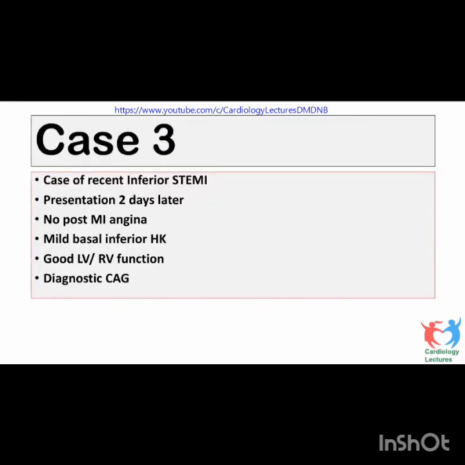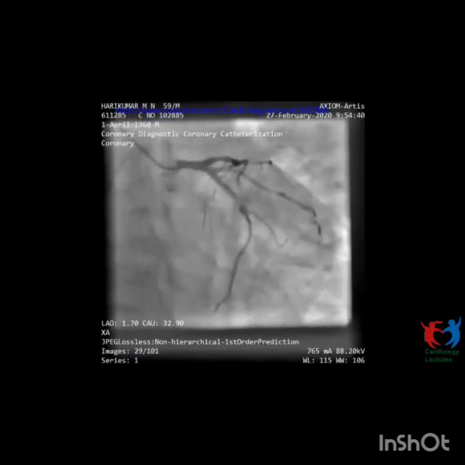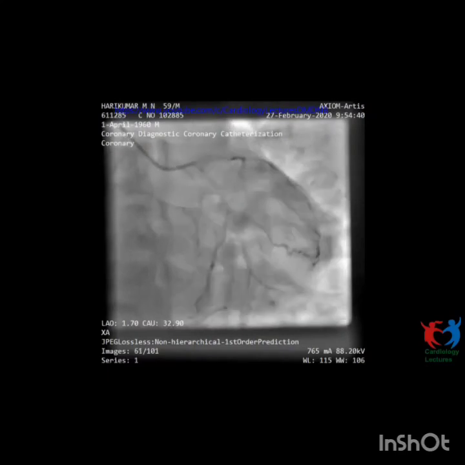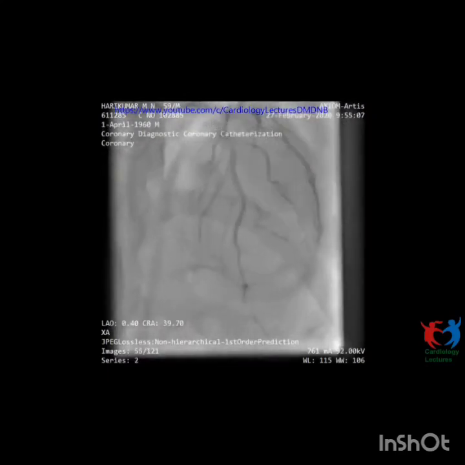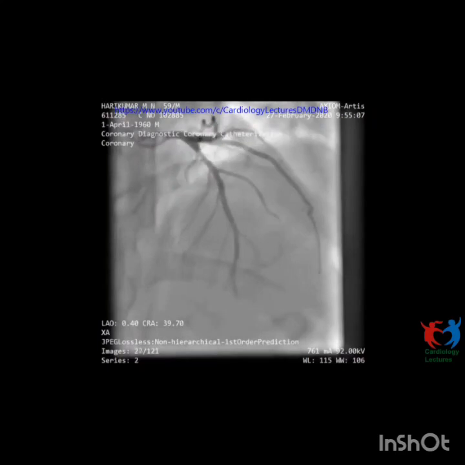Moving on to case 3, a case of recent inferior wall MI presented to our institution 2 days after the MI. He did not have post-MI angina. He had mild basal inferior hypokinesia. Overall, the LV function and the RV function was good, and this is the diagnostic angiogram. The left system, there was an occluded distal circumflex and a late filling obtuse marginal branch. The LAD had a non-flow limiting disease in the proximal. I want you to understand that there is a good collateralization of the RCA here. So it's a protected RCA.